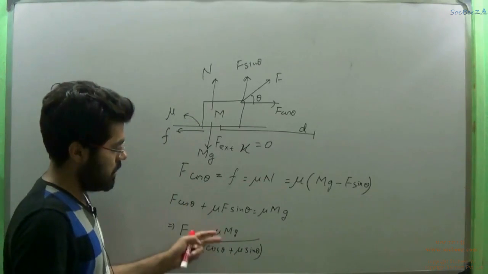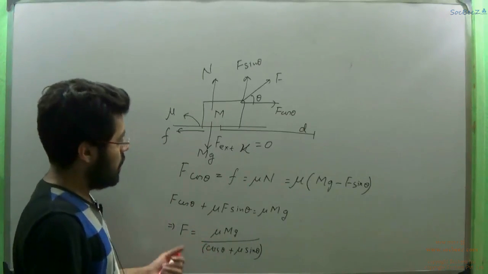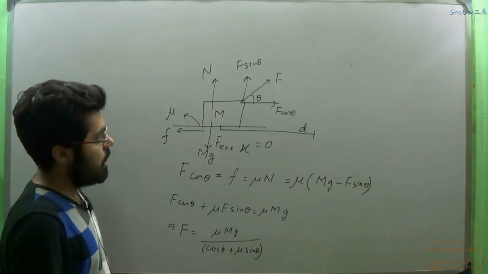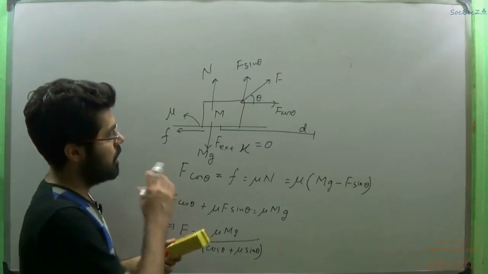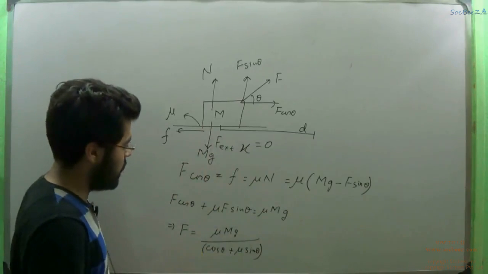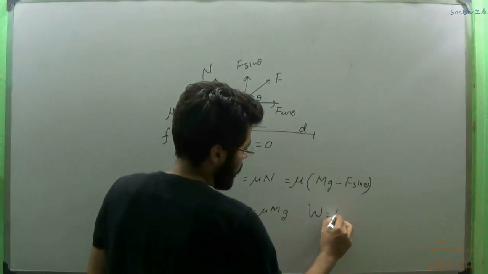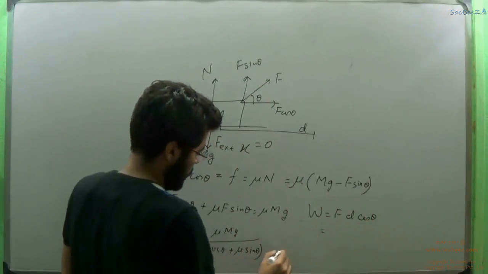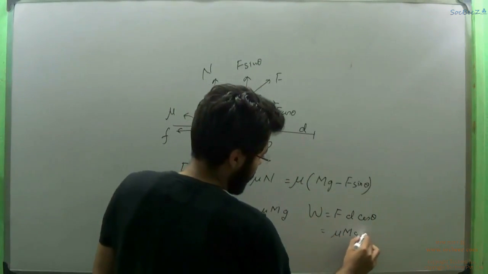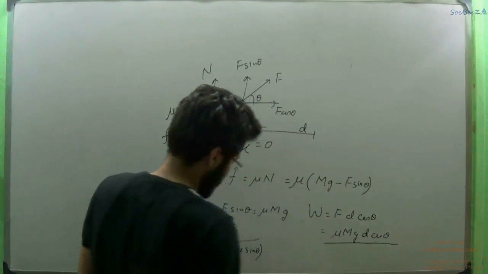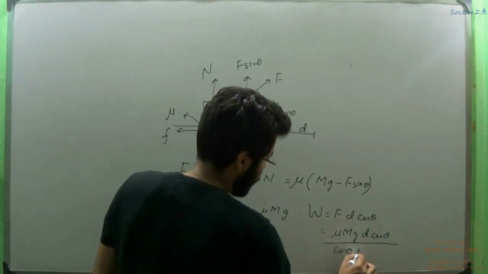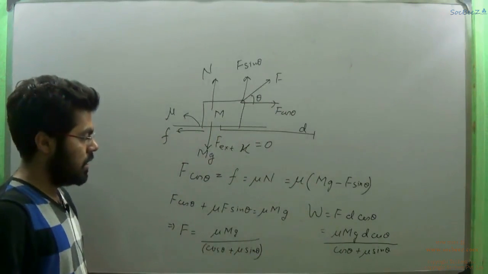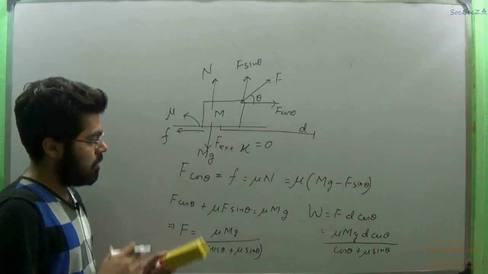So rest all is constant: theta, mg, mu. Now this is the force F along this. If we are asked to find the work done by the force F when the object is moved by distance d, what will we do? We will calculate work done equal to F d cos theta, where theta is this angle. So it would be mu mg d cos theta divided by cos theta plus mu sin theta. Simple. So in every problem we have to go by the basics.